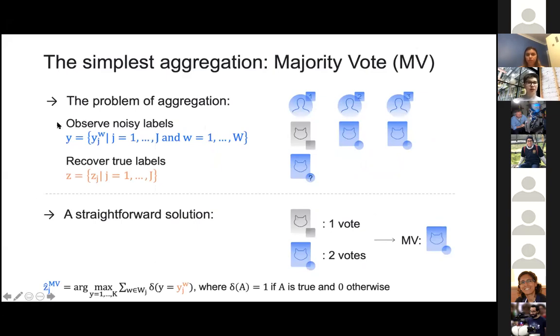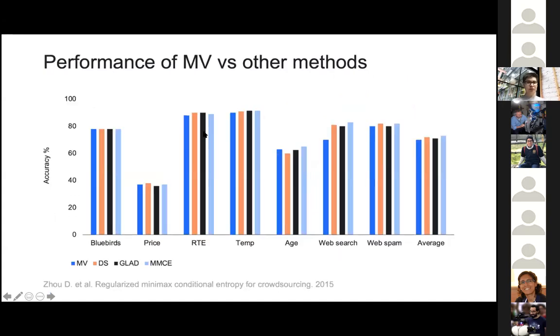And you can consider this problem of aggregation of your crowdsourcing results in the following way. Suppose that we observe noisy labels. For every performer, for every task, we obtain the response. And our ultimate goal is to recover the true labels. So we have the noisy labels, and we want somehow to recover the true ones, which is the Z_J for every task indeed. A very straightforward solution here is just to count the number of votes cast to each label and to consider the most frequent vote as the true one. This approach is called majority vote, and it is extremely robust and it works extremely well. Let me show you this slide.